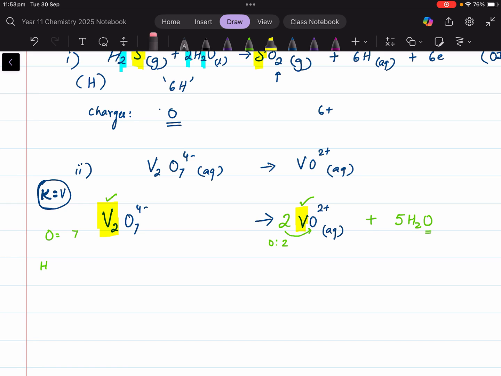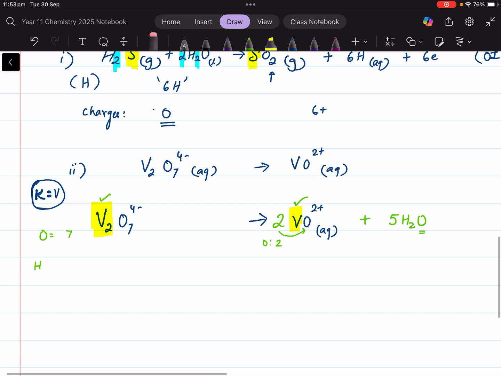So I have 10 hydrogens here on the right hand side. So I'm going to write that down. I have 10 hydrogens on the right hand side, but none on the left. So I'm basically going to add 10 H pluses on the left hand side. Now the hydrogens are balanced. So 5 times 2 is 10 on the right and 10 on the left. My next step is electrons.